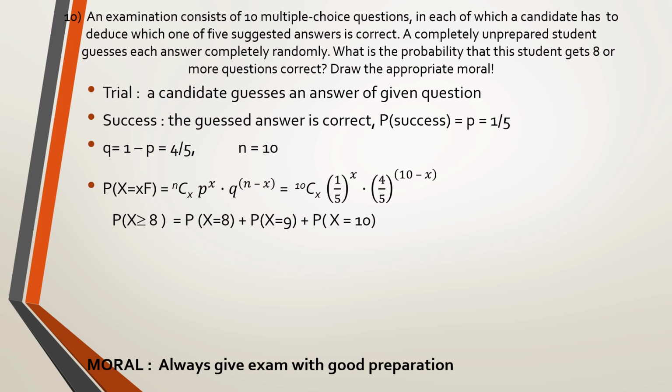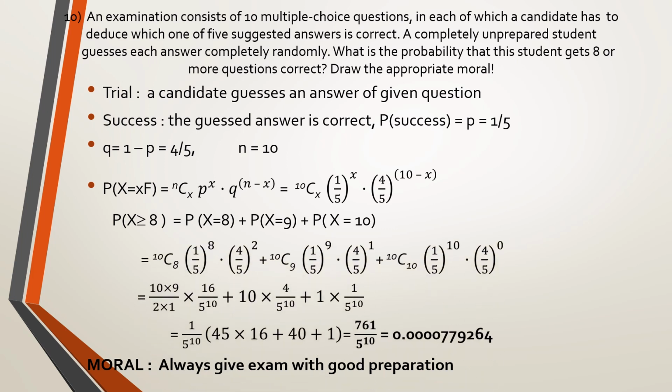Now we want the probability of X being greater than or equal to 8. So there are 3 possibilities: 8 successes, 9 successes, 10 successes. So addition of the 3 gets you the result as 761 divided by 5 raised to 10. So what is the moral? Always give exams with good preparation. Don't ask for any undeserved successes. That's not possible, right?